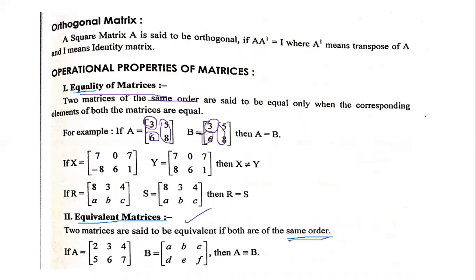Now let's see the example. If A is equal to 2, 3, 4, 5, 6, 7, this is a matrix. Now, can you tell me the dimension of this matrix? What is the order of this matrix? How many rows and how many columns are there?